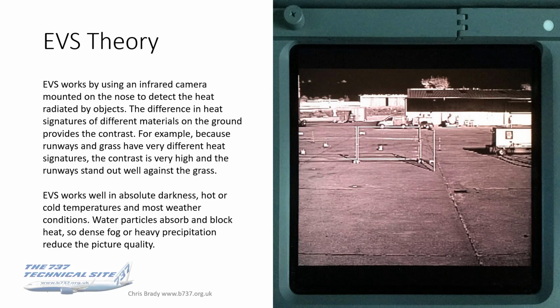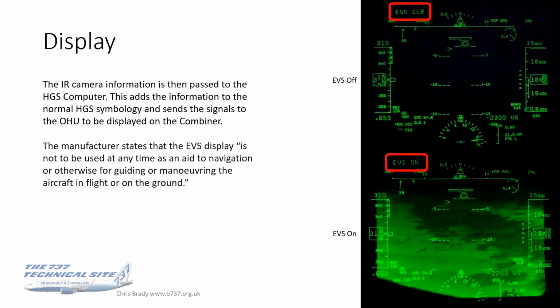So it's not looking at visual light. It's not a camera in the conventional sense. It's an infrared camera. So EVS, it works well in absolute darkness. Actually works well in hot or cold temperatures, and most weather conditions. But what it doesn't work well in is if there's a high moisture content in the air. Water particles absorb and block the heat, so dense fog or heavy precipitation will reduce the picture quality. So let's see it in action.